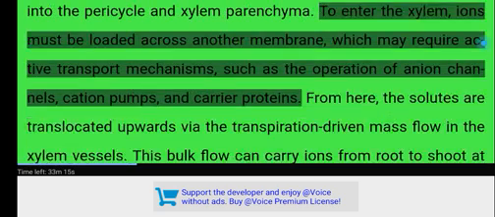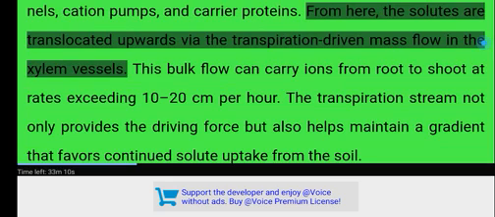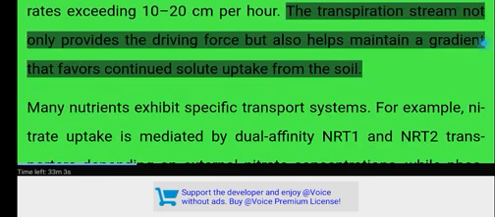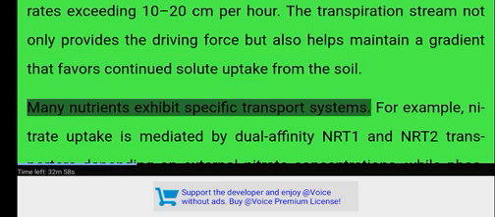To enter the xylem, ions must be loaded across another membrane, which may require active transport mechanisms, such as the operation of anion channels, cation pumps, and carrier proteins. From here, the solutes are translocated upwards via transpiration-driven mass flow in the xylem vessels. This bulk flow can carry ions from root to shoot at rates exceeding 10 to 20 cm per hour. The transpiration stream not only provides the driving force but also helps maintain a gradient that favors continued solute uptake from the soil. Many nutrients exhibit specific transport systems.